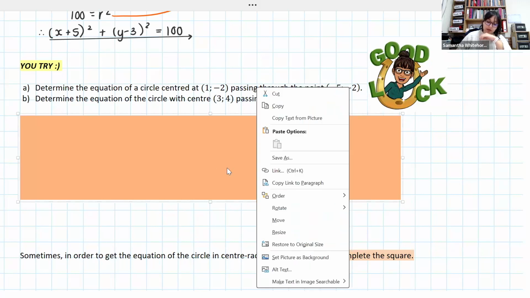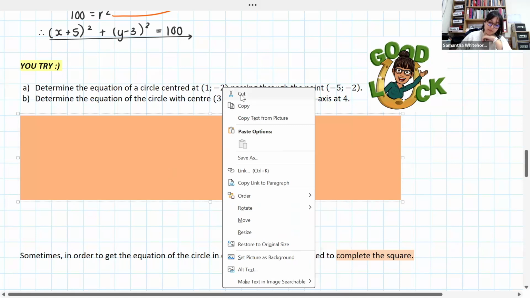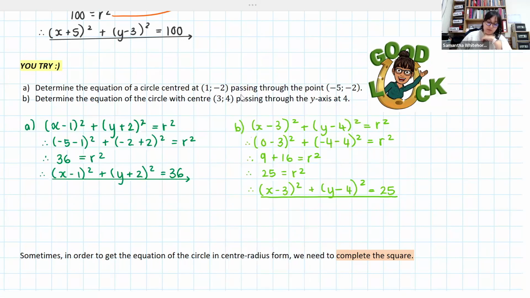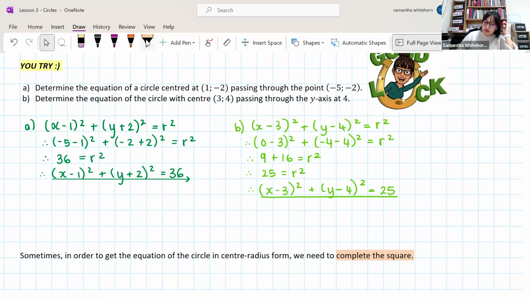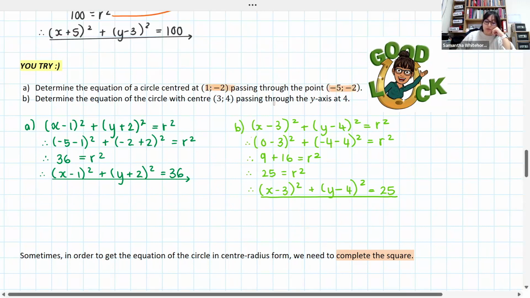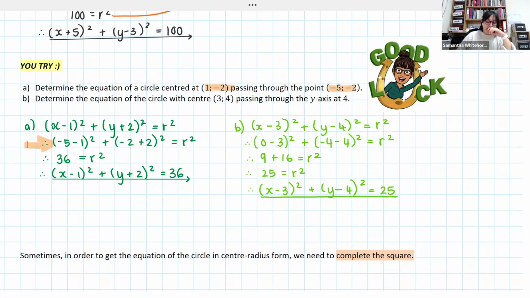Alrighty, so if we go and have a look, there are your answers for A and B, nothing too tricky. Question A is very, very much like the question we just had in the last example. I told you where the center was, but I also told you it was passing through a specific point. So you could substitute in that specific point and work out R squared. The second question is basically the same thing, except I said it's passing through the y-axis at 4. So you now need to go a step further and realize that you've got a coordinate at (0, 4) that you can substitute in.